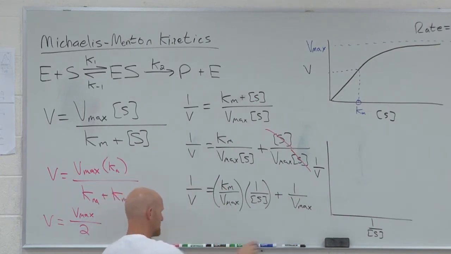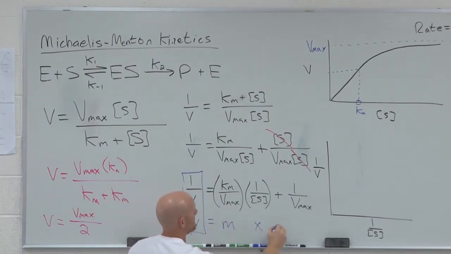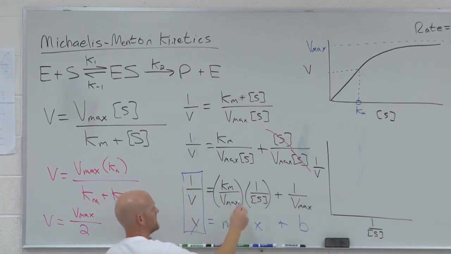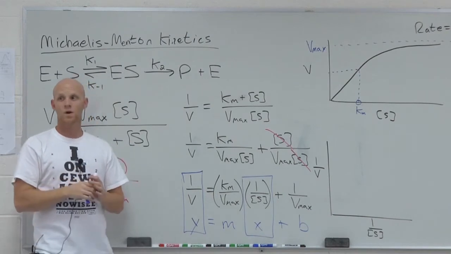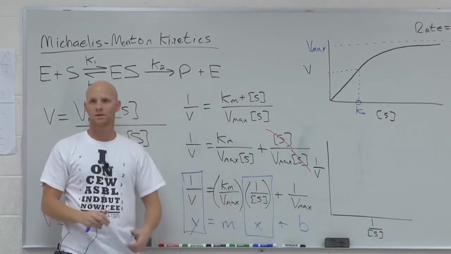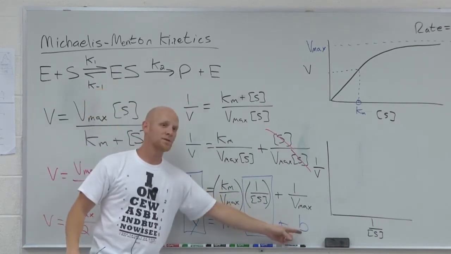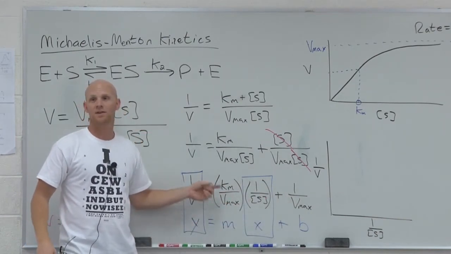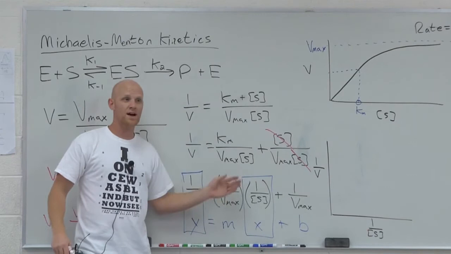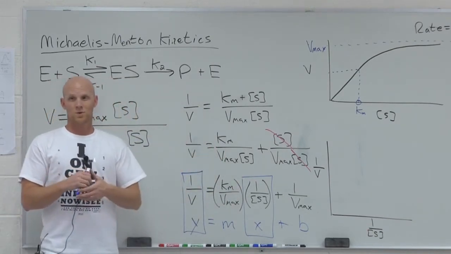My whole point in doing this is that now y equals mx plus b, and there's what I plotted on the y-axis and the x-axis. So in this case, what is the slope of this graph going to be equal to? Oh, my bad. I said slope and pointed at the y-intercept. What is the y-intercept going to be equal to? 1 over Vmax. What's the slope going to be equal to? Km over Vmax. And so from the slope and the y-intercept of this graph, you can get both Km and Vmax. Cool?